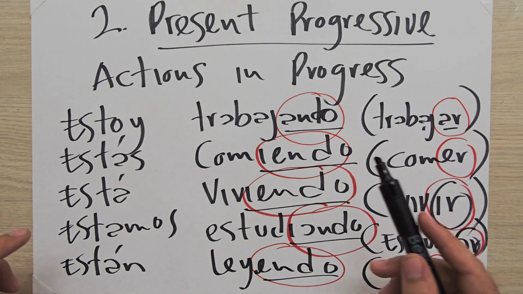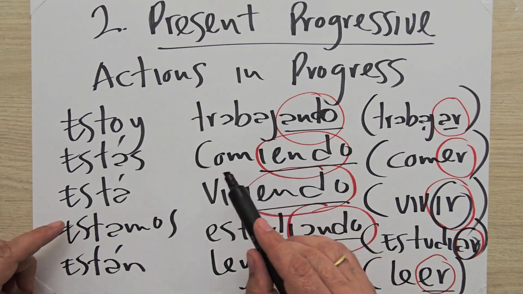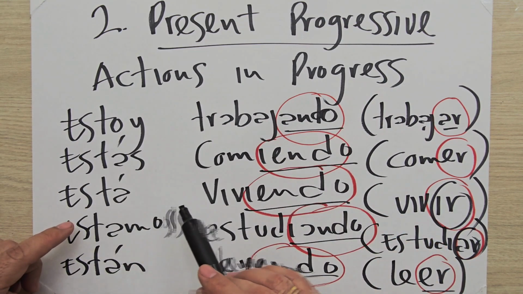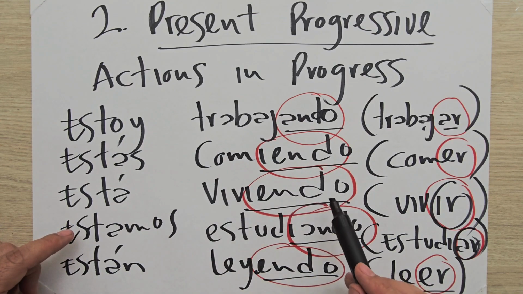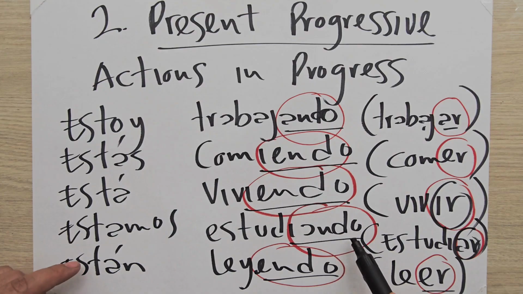So, very simple sentences. Estoy trabajando. I am working. Estás comiendo. You are eating. Está viviendo. He is living or she is living. Estamos estudiando. We are studying. Están leyendo. They are reading. Or you guys are reading.